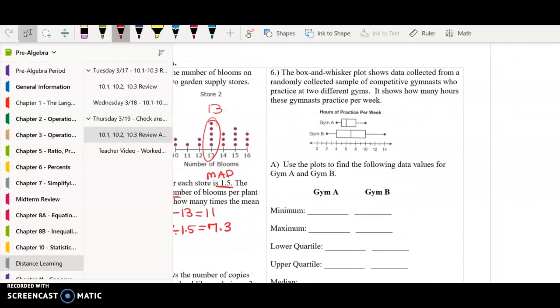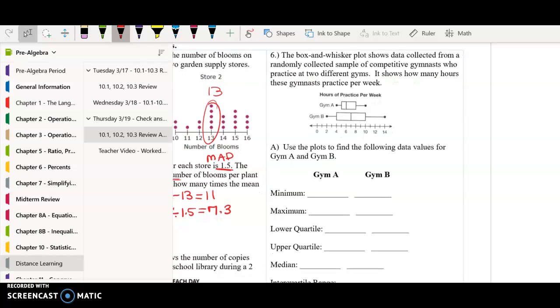Okay, so for number 6, they give me a double box and whisker plot, and it's asking me to find these different values. So for gym A, the minimum would be, sorry, the minimum would be 4. The maximum would be 10. The lower quartile would be 5. The upper quartile is 8. And the median would be 6.